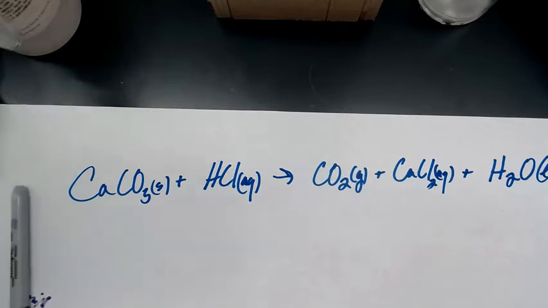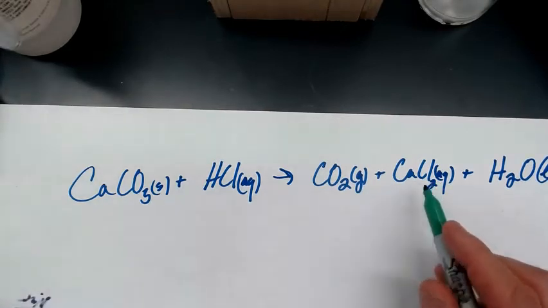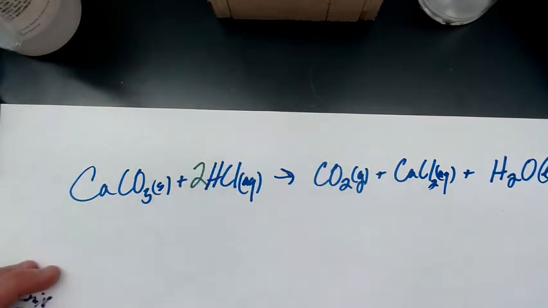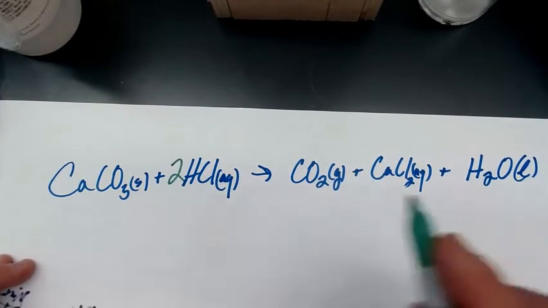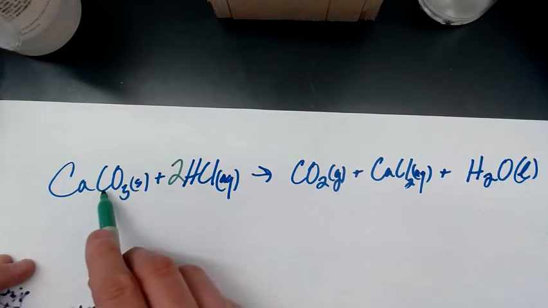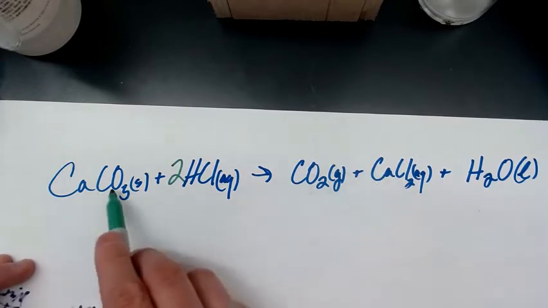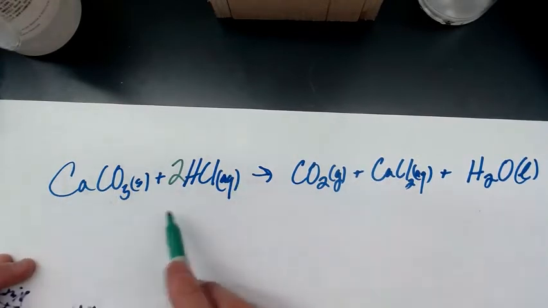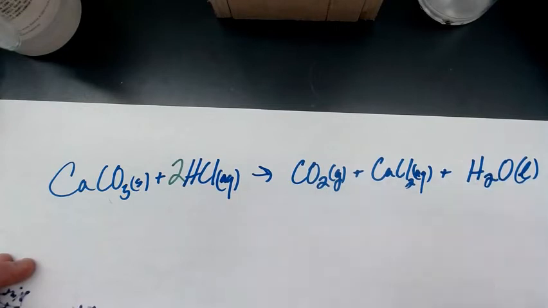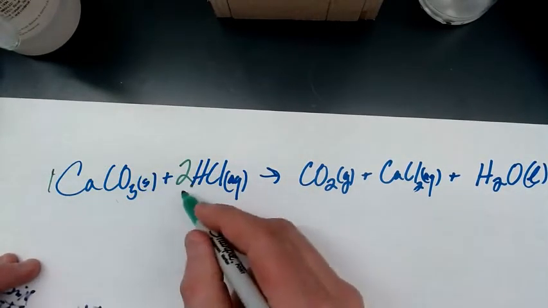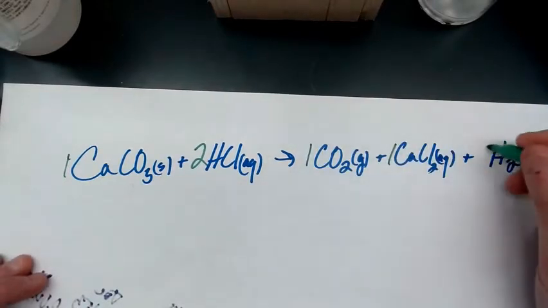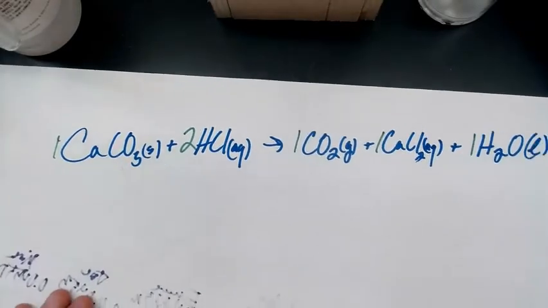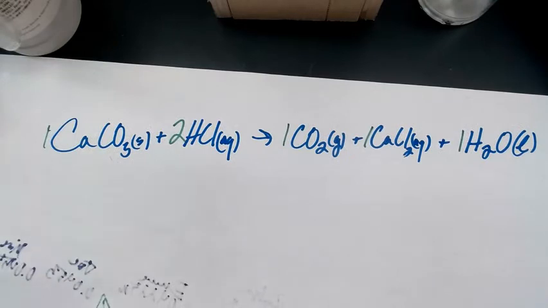I see I have 2 chlorides on the right, CaCl2, but I only have 1 on the left, so this is going to be a 2. 2 hydrogens now, great, because I've got 2 hydrogens over here. Calcium, calcium, carbon, carbon, oxygen. I have 3 over here on this side. Here I have 2, here I have 1, so it's balanced. So therefore, it's a 1 to 2 of the 2 reactants, very important, and it's a 1 to 1 to 1 for 2 products. All right, so that's what we have in terms of the reaction.